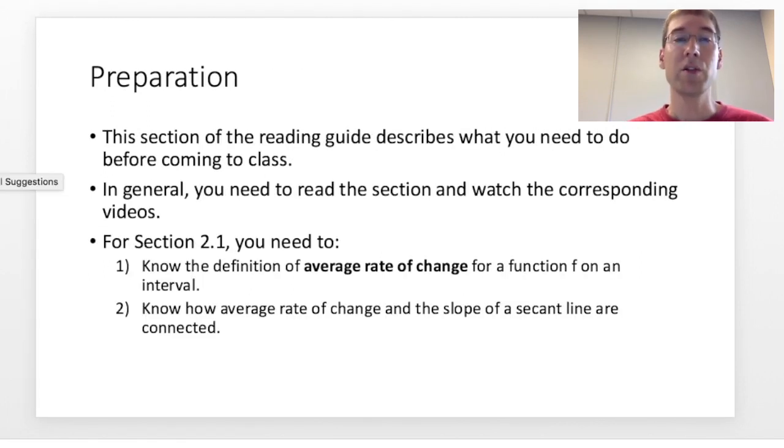The next section of the reading guide is called Preparation, and it describes what you need to do before coming to class. In general, you'll need to read the section and watch the corresponding videos. There may be additional items. For section 2.1, you also need to know the definition of average rate of change, and you need to know how average rate of change and the slope of the secant line are connected.